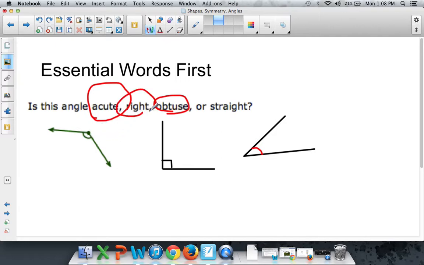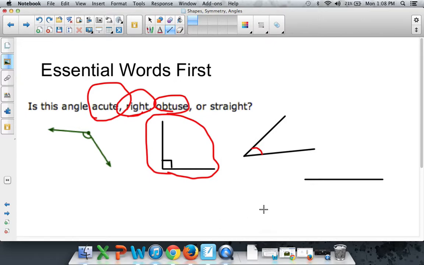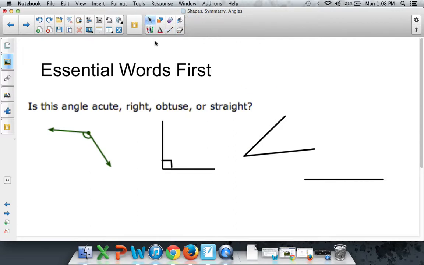And right angle is kind of in the middle, you know? It isn't too small. It's not too super open. It's a right angle. And then a straight angle, well, that's probably the easiest one. There you go. Straight angle. Anyway, so I've given you all that background info.